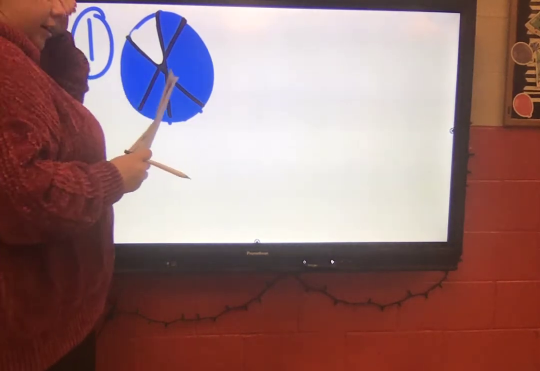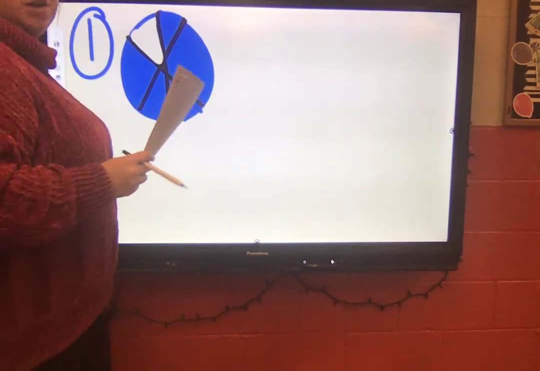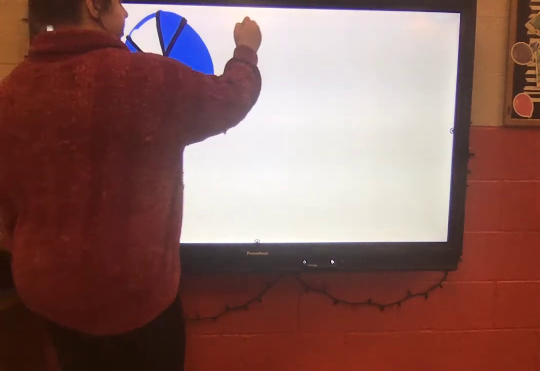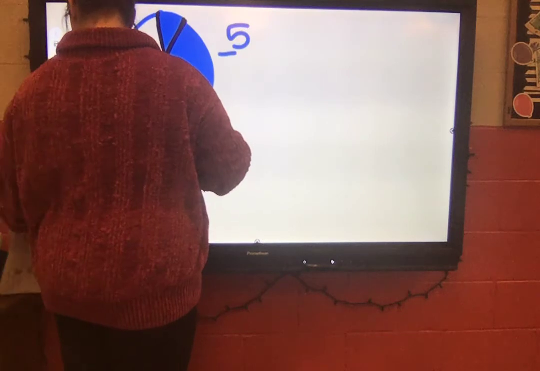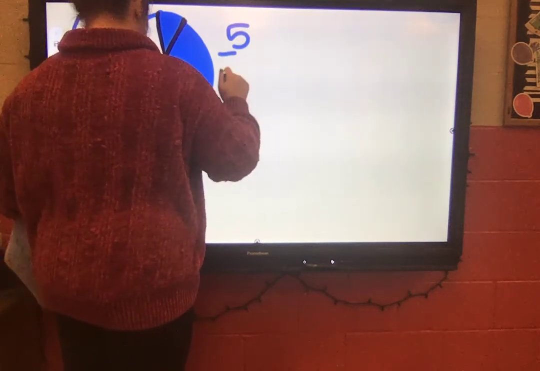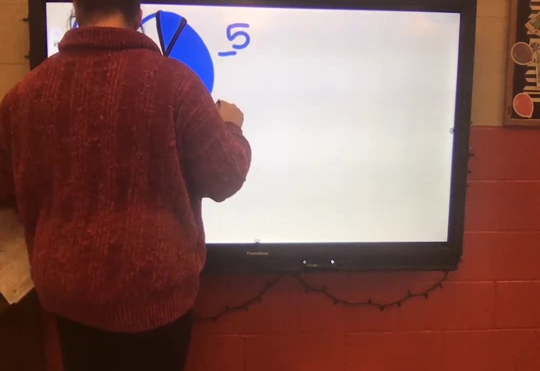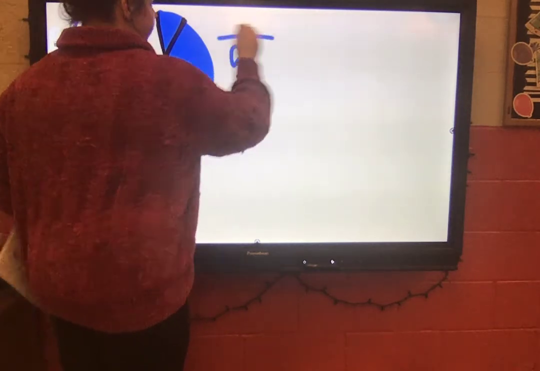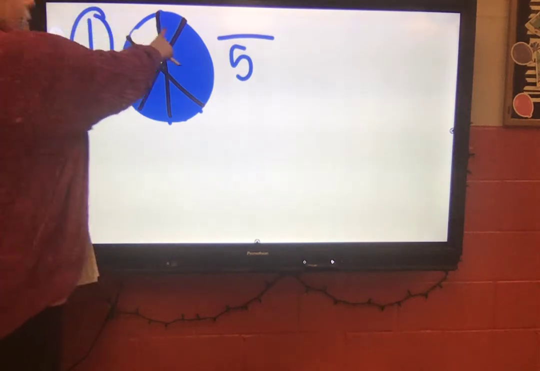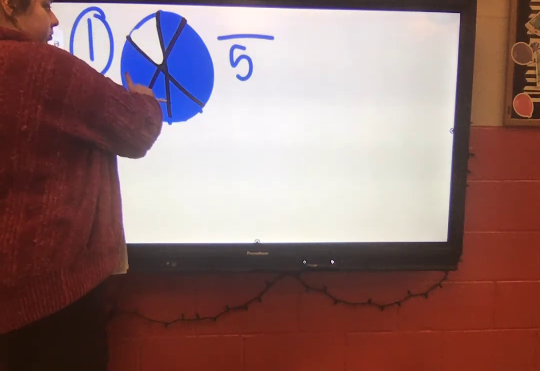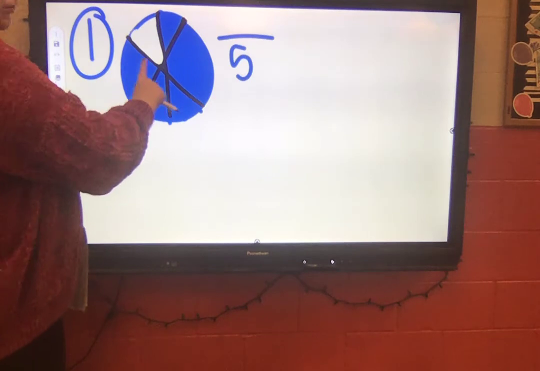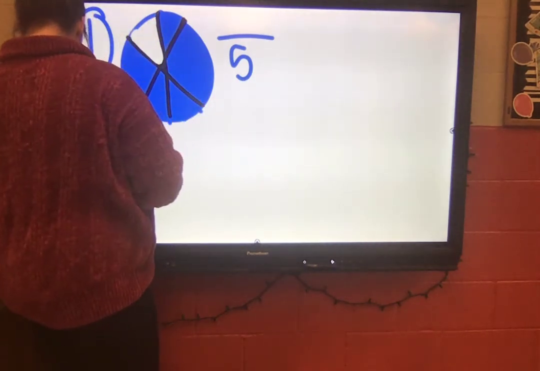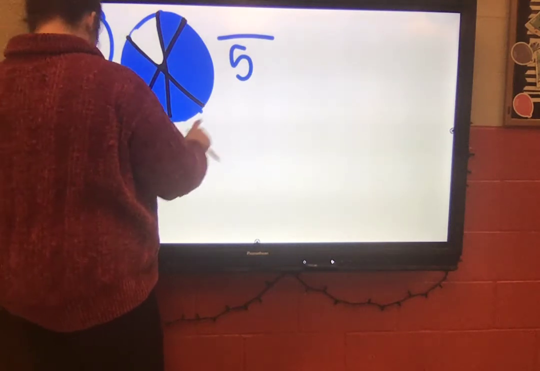So now we have to figure out our fraction. How many pieces do we have total? 1, 2, 3, 4, 5. 5. Put my 5 in the denominator spot. And how many are colored in? 1, 2, 3, 4. I have miscounted. Let's retry that. I'm on a roll right now.